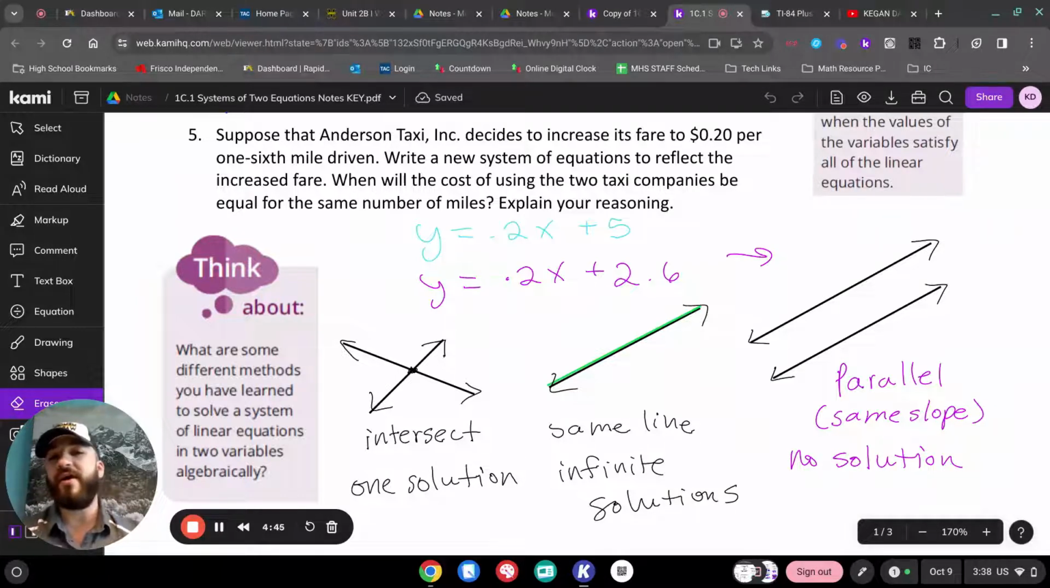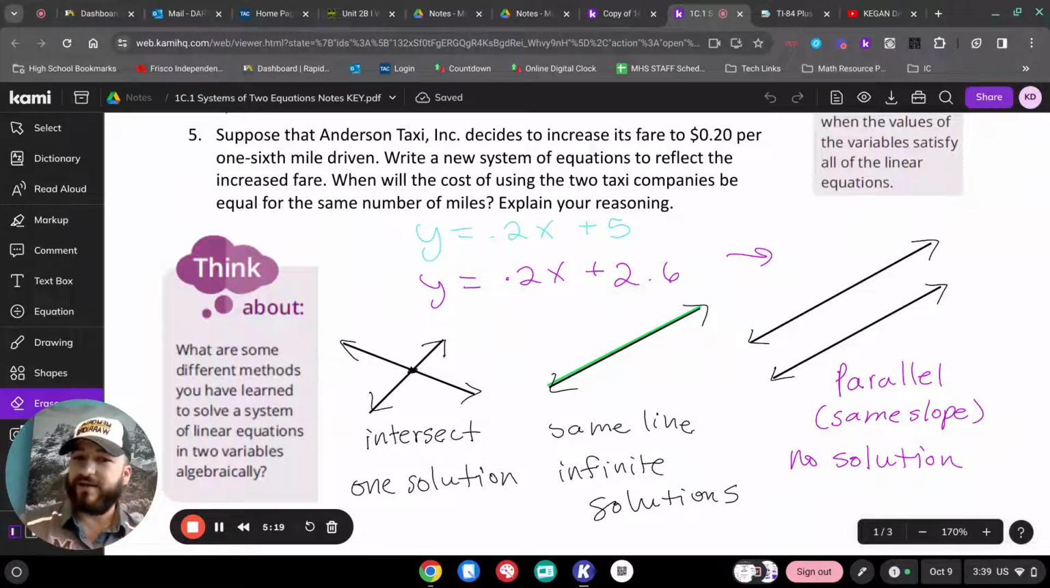So if they now have that same cost per mile of 0.2x and 0.2x, if they're both increasing at the same cost per mile, then they're actually never going to intersect, because now we end up having two parallel lines that are never going to find an intersection point. Because think about it, if Anderson is charging 20 cents per mile and Friendly's is charging 20 cents per mile, then they're always going to keep increasing by the same amount per mile. So it's always going to cost more to take Anderson instead of Friendly's, because Anderson charges that extra $2.40 for that upfront cost.